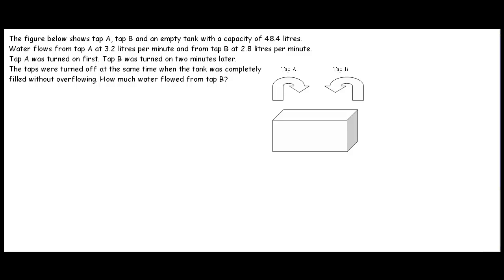To help us solve the problem, it would be good to underline or highlight all the important facts given in the question. So we have tank capacity of 48.4 litres. Tap A flowing at 3.2 litres per minute. Tap B at 2.8 litres per minute. Tap A was turned on first. And tap B turned on 2 minutes later.